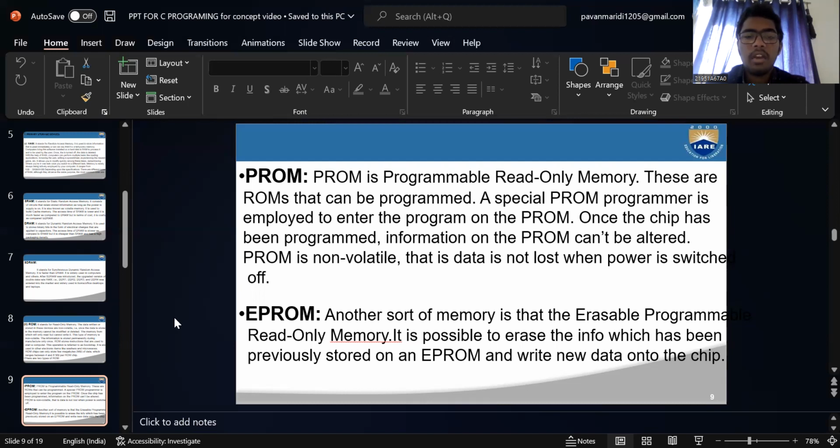EPROM. Another sort of memory is the erasable programmable read-only memory. It is possible to erase the information that has been previously stored on an EPROM and write new data into the chip.